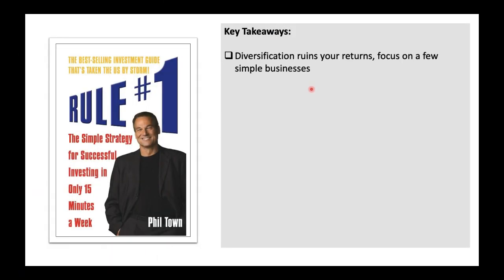And the key takeaways are: number 1, diversification ruins your returns, and focus on a few simple businesses. If you can value a business, if you can analyze a business, just focus on a few simple businesses. Don't over diversify your portfolio. That will reduce your returns.